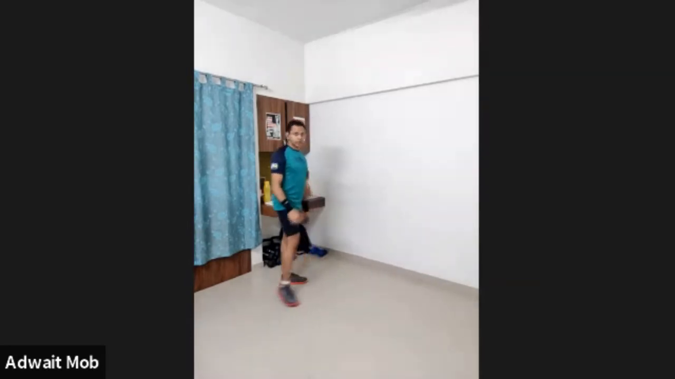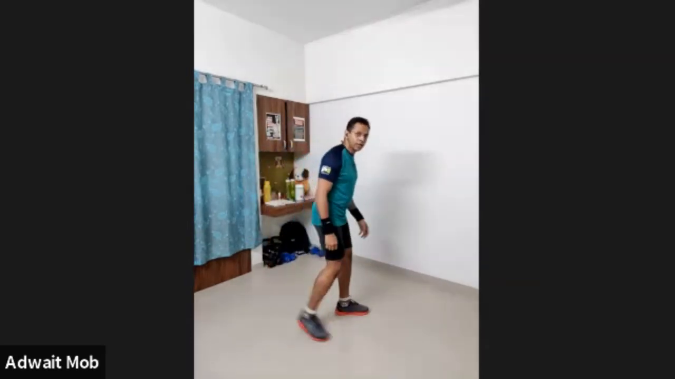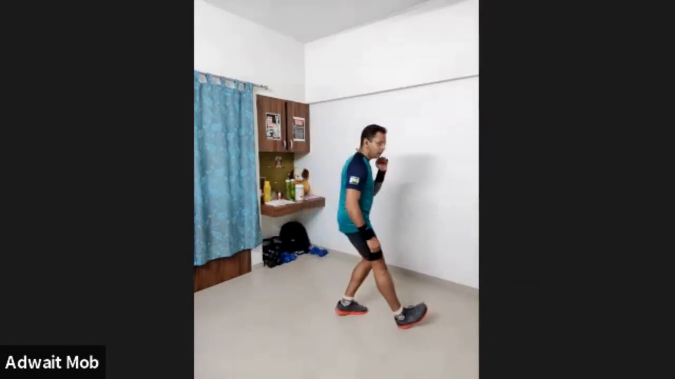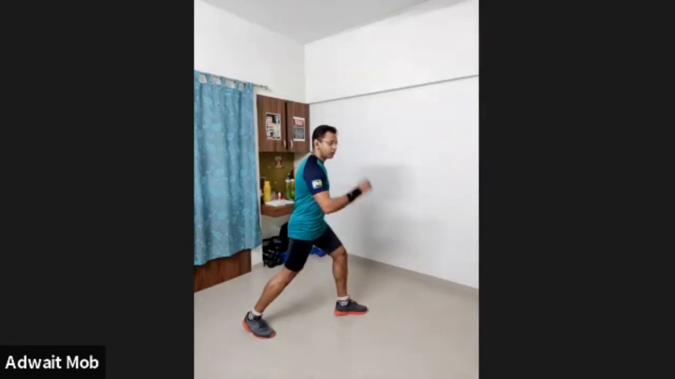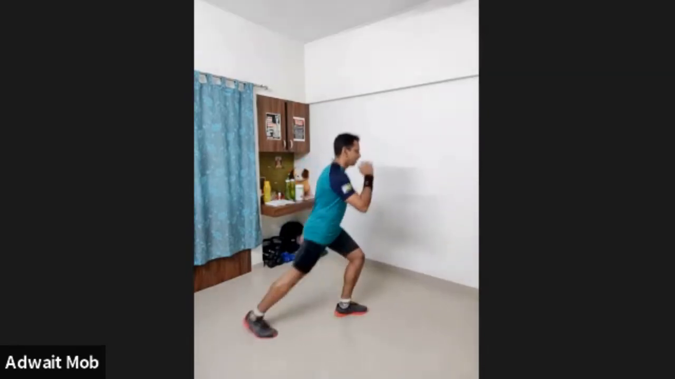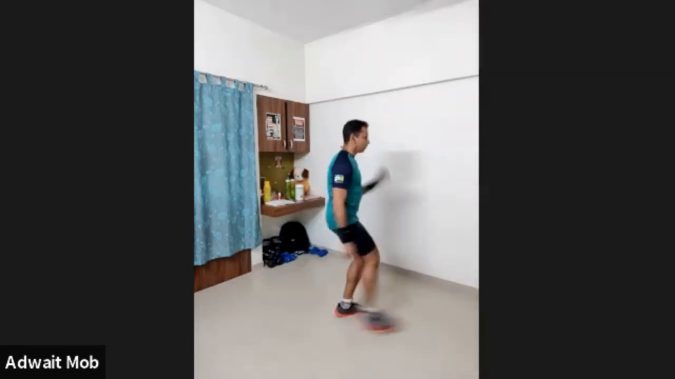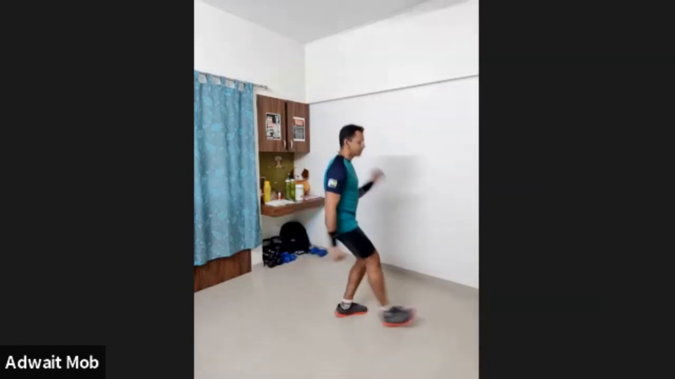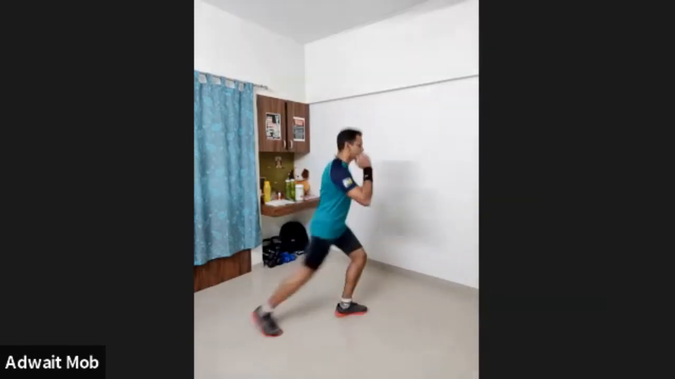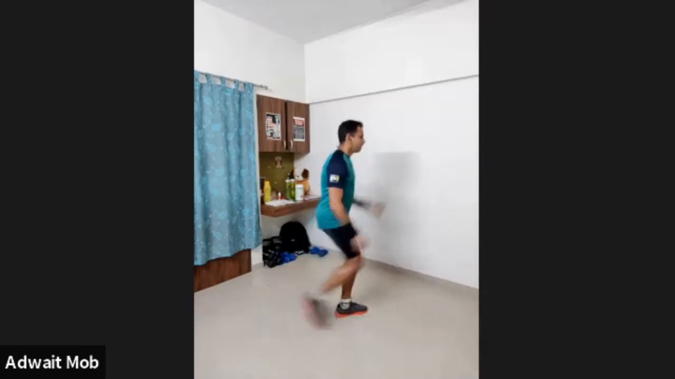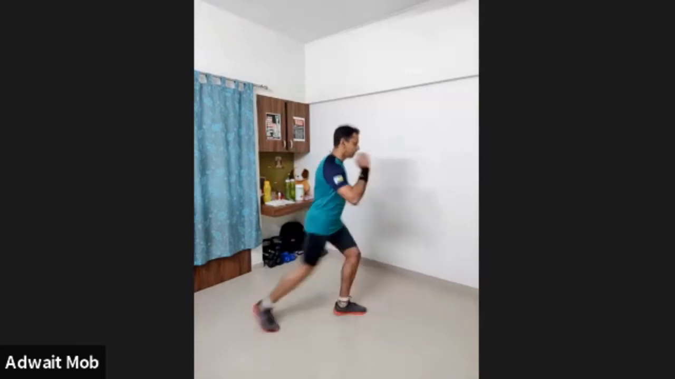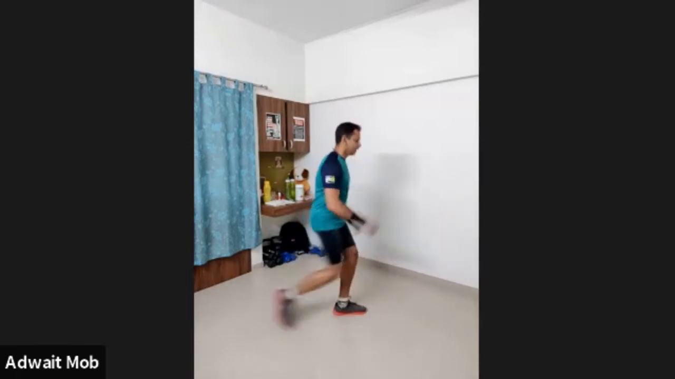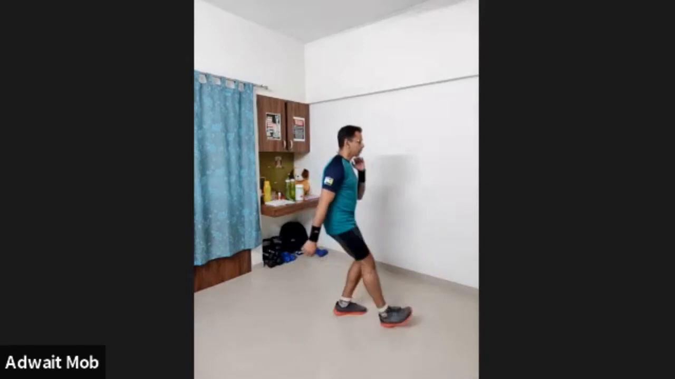Excellent. Now we'll do heel toe walk with one leg only. So one leg stationary, heel and toe. Okay, heel and toe. So 20 times with right leg first. Let's start. 3, 2, 1, and start. 1, 2, 3, 4, 5, 6, 7, 8, heel, toe. 11, 12, 13, 14, 15, 16, 17, 18, 19, 20.